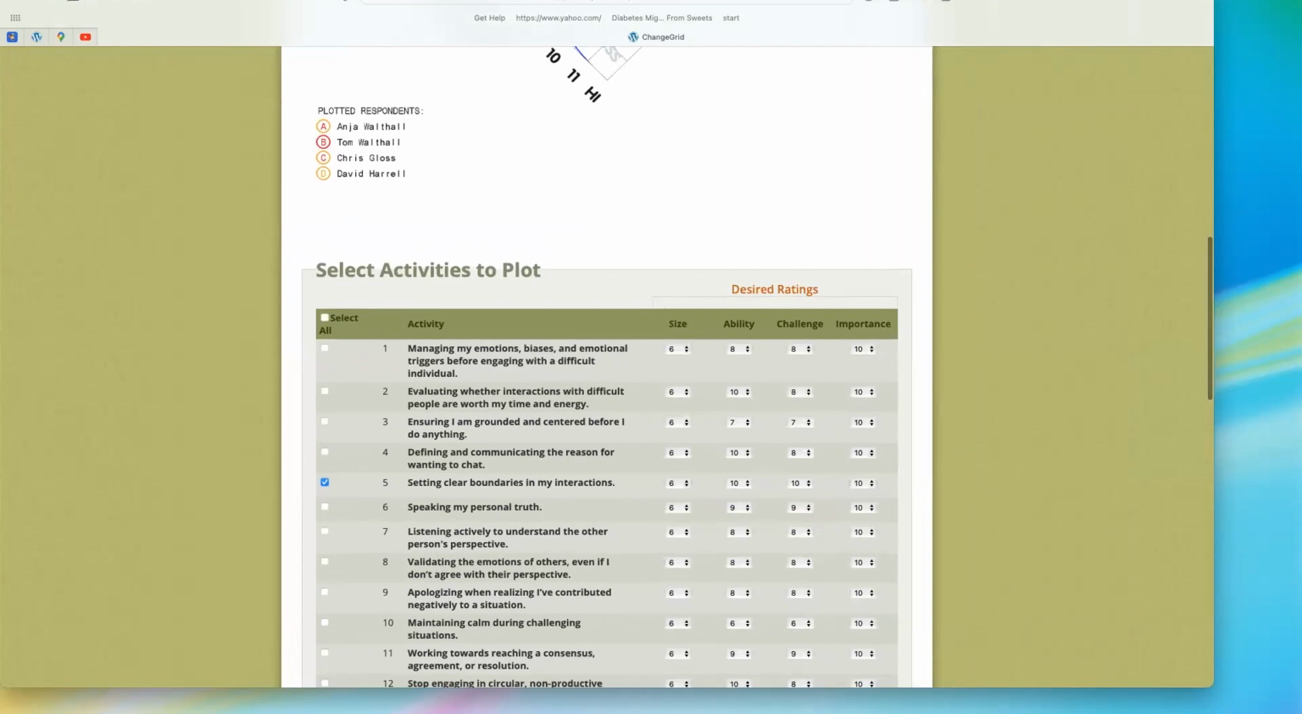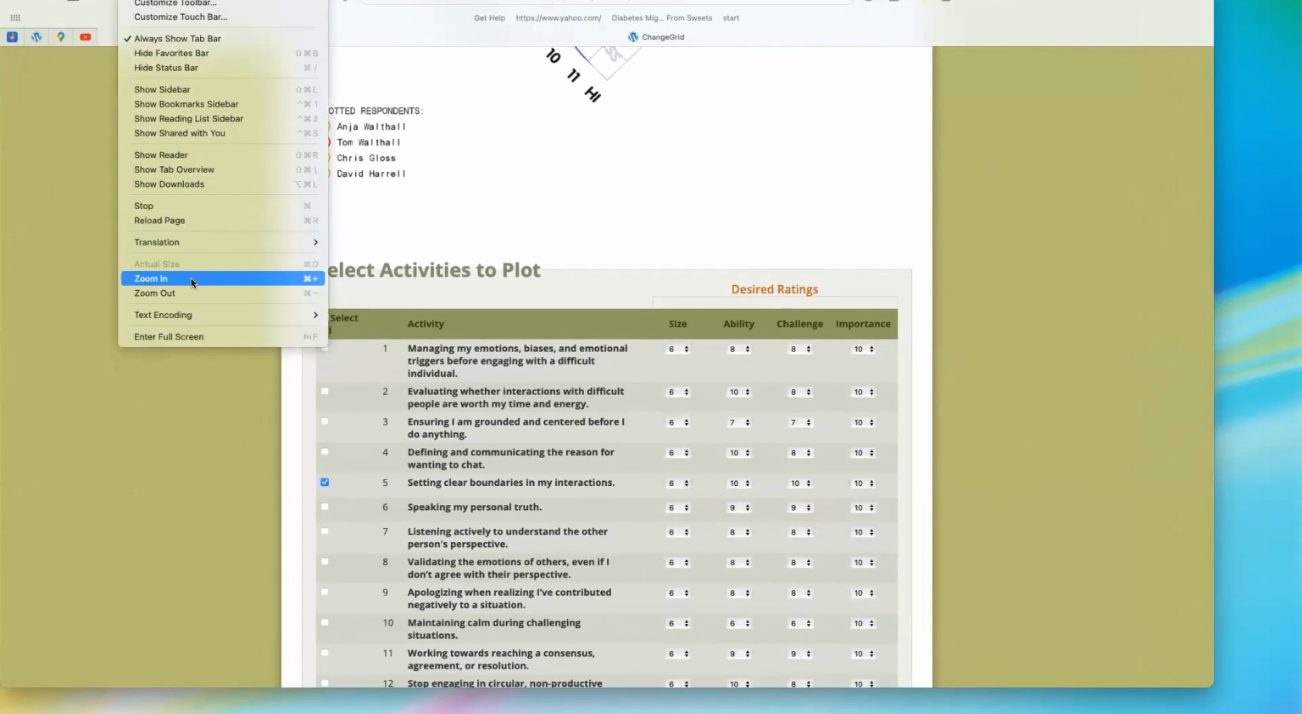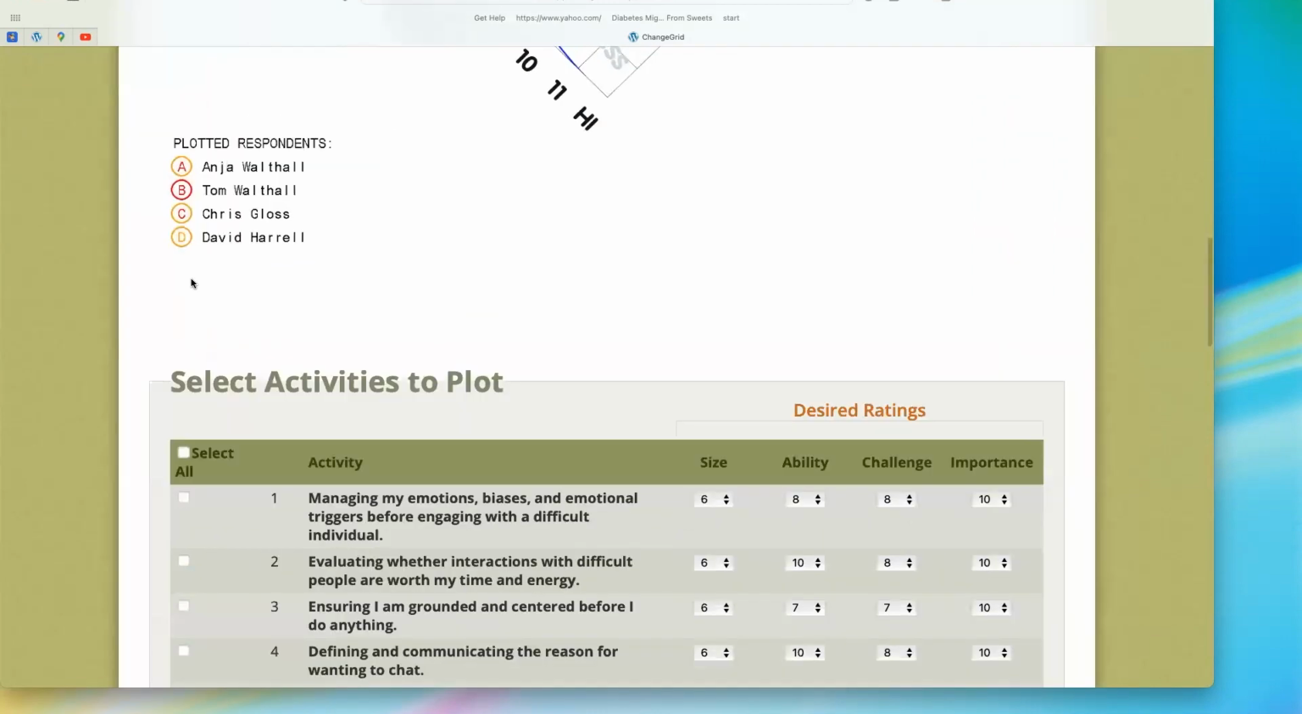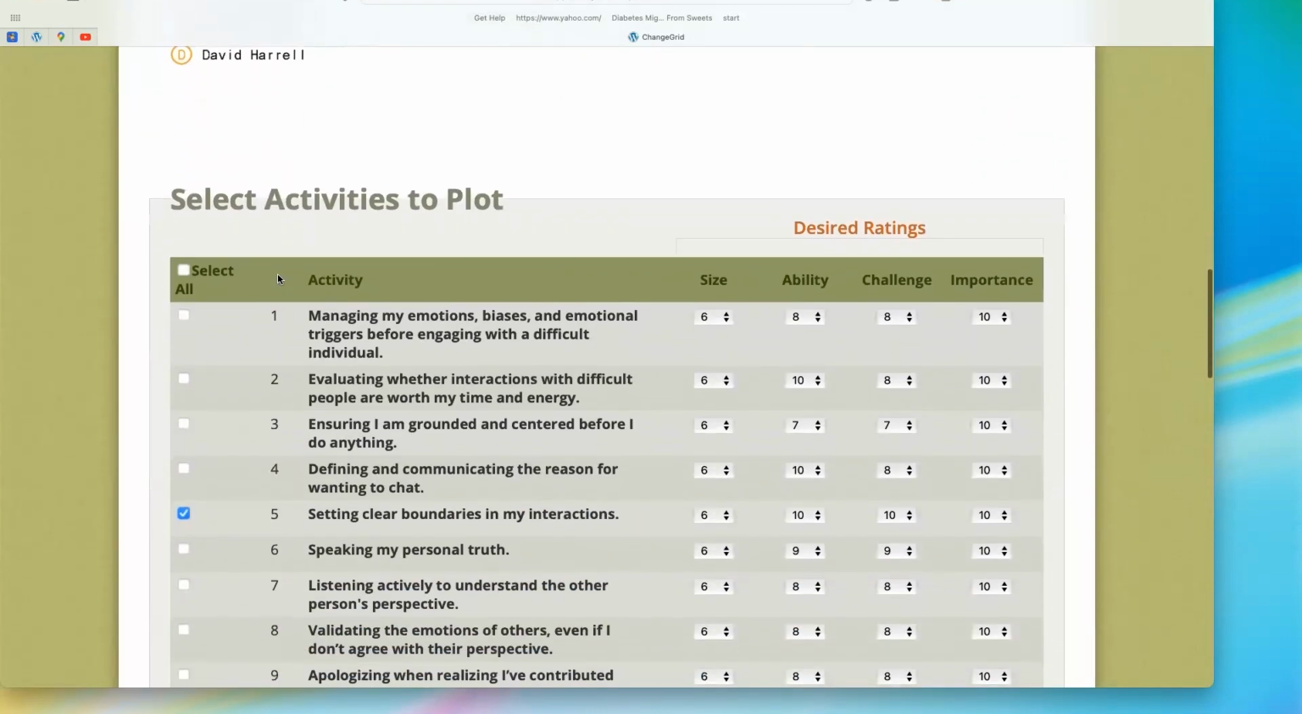Oh, maybe I can do it this way. Zoom in, command plus, command plus. Okay, fine. That's probably okay.